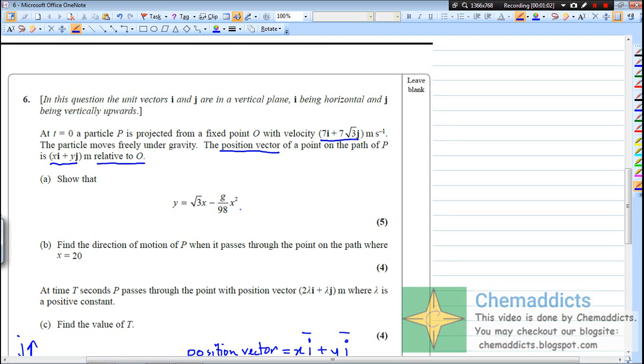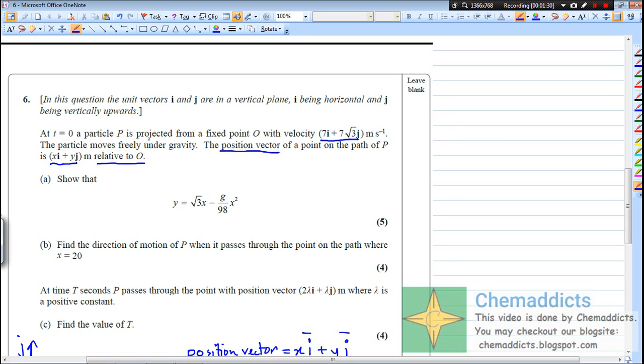show that y is equal to this. So we need to construct an equation where y would be the subject, in terms of x. The total mark for this question is 5 marks, so it would be pretty lengthy. So first of all, let us derive some of the useful information that would be required for this question.